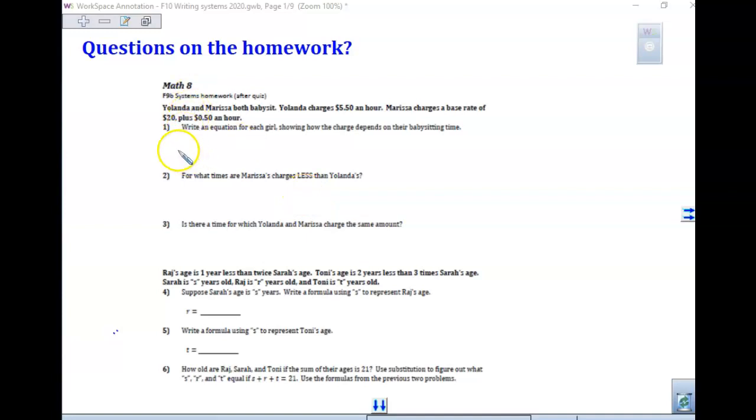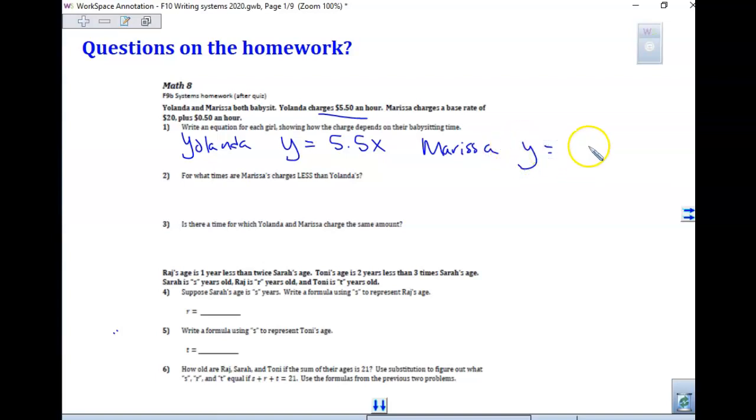We have to look at this. We said if we were looking at Yolanda's equation and she charges $5.50 an hour, we could write y equals 5.5x. If you didn't have that, please write it down. Write your next equation, and our other equation is going to be for Marissa. Marissa is getting paid 50 cents an hour with a base pay of 20. So she is y equals 0.5x plus 20.